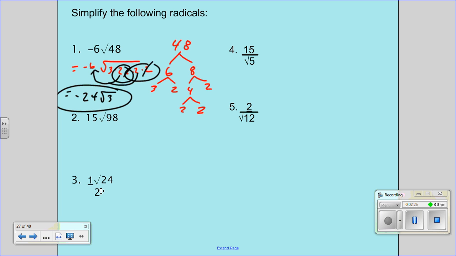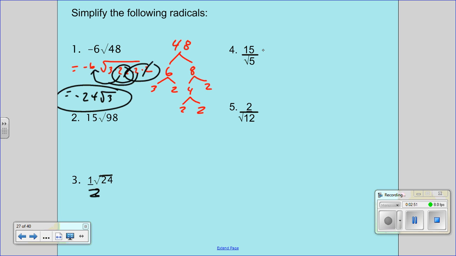I'm sorry, this 2 is supposed to be underneath this 1, so it's a fraction in front of the square root this time. So you would still break apart 24, and then once you do that, whatever comes outside will multiply with 1 over 2.